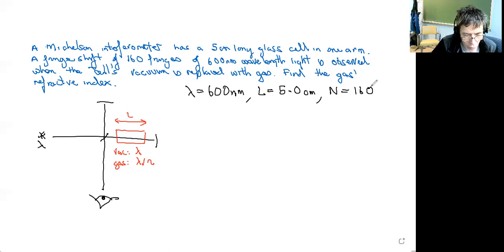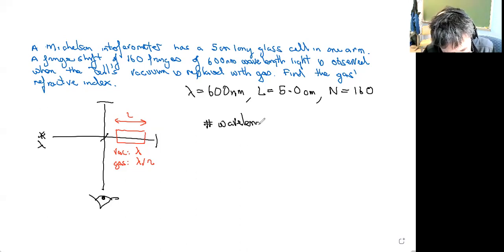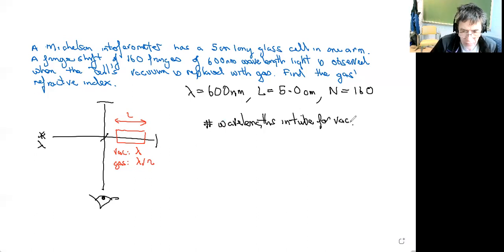So the first thing I'm going to write down is the number of wavelengths of light there are across the tube, when the light travels towards the mirror or away from the mirror. So across the tube, in these two cases of when there's vacuum in the tube and when there's gas in the tube, the number of wavelengths in the tube for vacuum. Let's take that case. How many wavelengths are there across the tube when you've got vacuum in the tube?